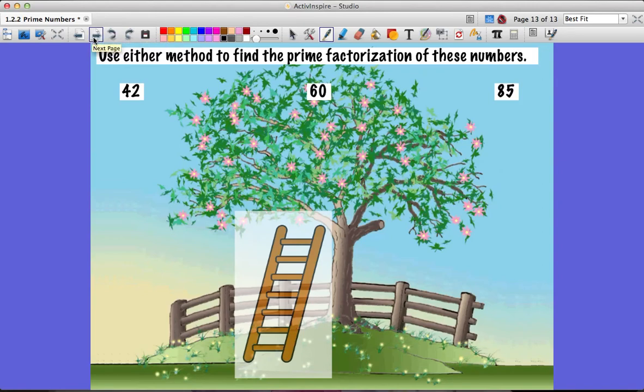All right, so what I would like you to do here, I would like you to use either of the two methods. You can use the ladder method or the tree method to find the prime factorization of each of these numbers. And then what I would like you to do is go on to Edmodo, and this will be on your quiz on Edmodo. As always, if you have any questions, be sure to post them to Edmodo so we can go over them in class tomorrow.